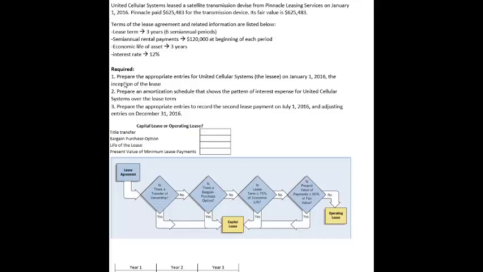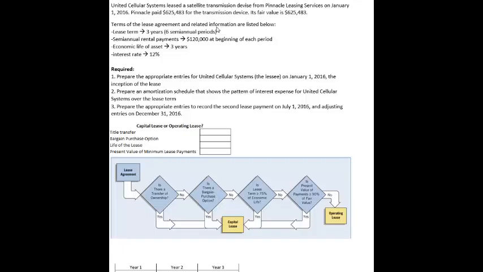In this video I'll walk you through the first step here, which says to prepare the appropriate entry for the lessee on the inception of this lease. So, there's not a whole lot of information given here relative to the lease, but don't let that fool you. This is a very complicated problem when we look at the accounting and the appropriate way to record the inception of this contract within our accounting records.